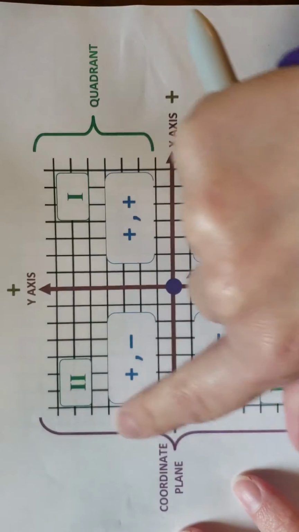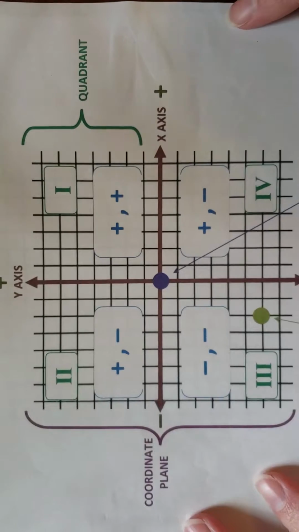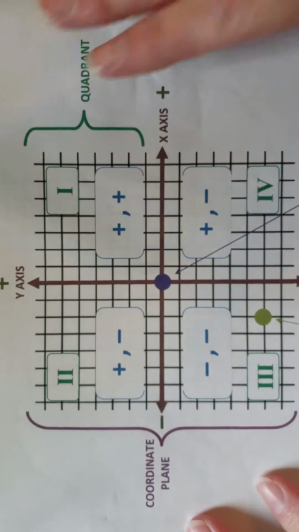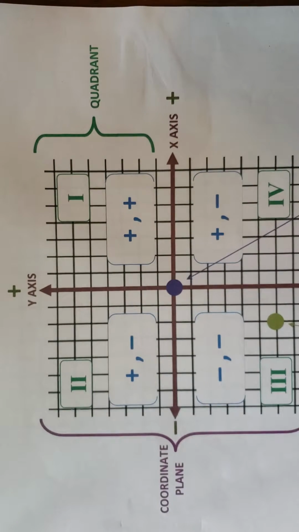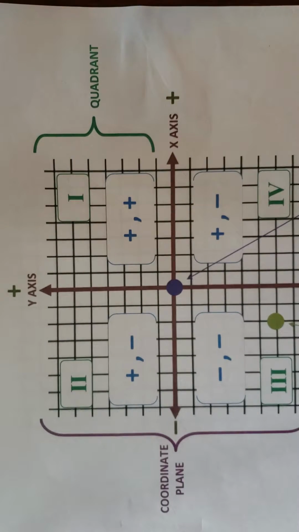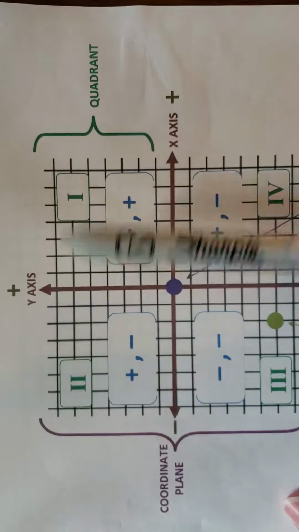So again, this whole thing is called a coordinate plane. It's a grid. Well, I was trying to think of a way to explain it without using the word grid. It's a series of vertical and horizontal lines that are spaced out equally. Each coordinate plane will be divided by an x and a y axis.